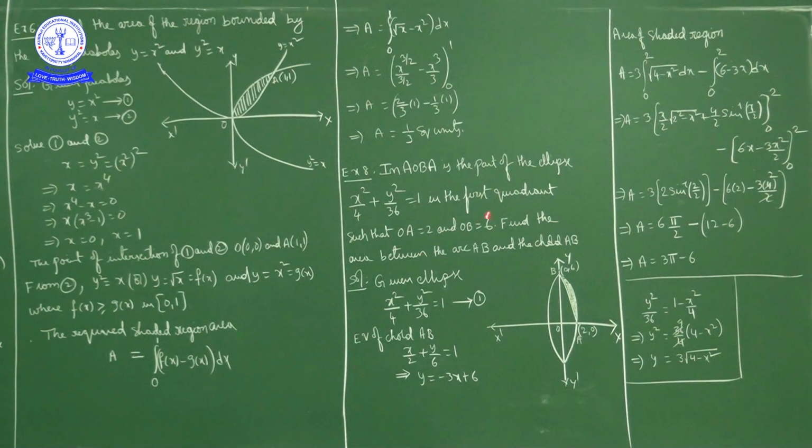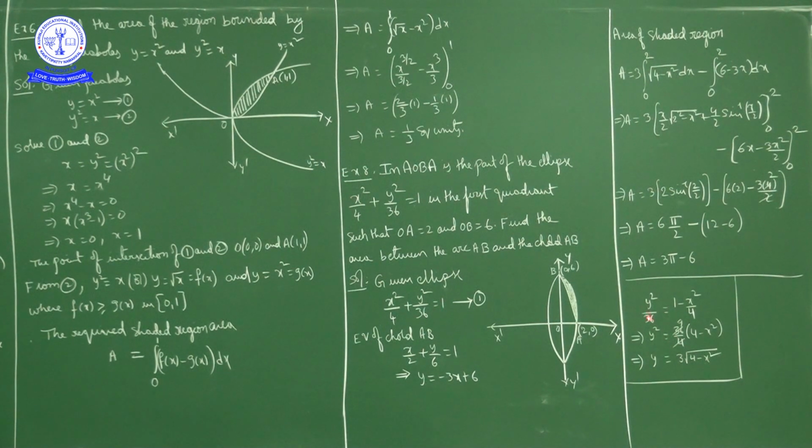Now this shaded region area is equal to the quadrant of the ellipse area minus the triangle OAB area. The upper curve is arc AB and the lower curve is chord AB. Now what can we write here? The limits are 0 to 2, so integral 0 to 2, the upper curve is the ellipse, x square by 4 plus y square by 36 is equal to 1.